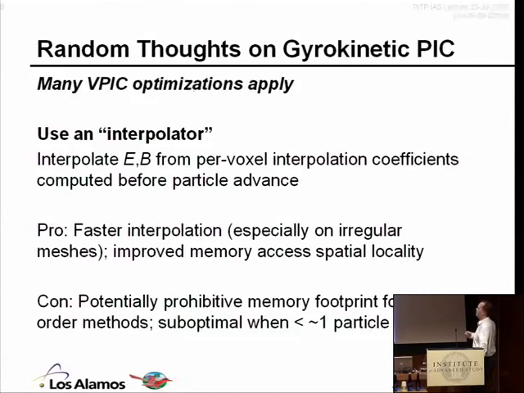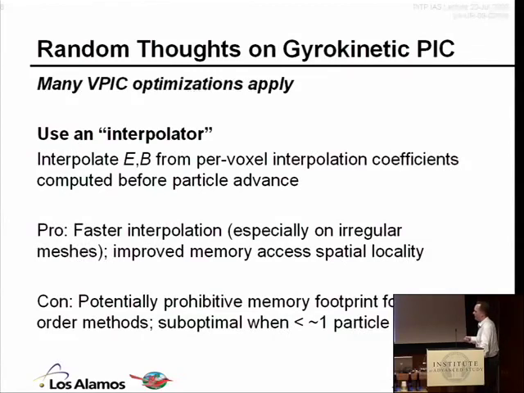It's also good to consider, this is a specific case of the more general rule. As I showed earlier, memory access is far more expensive than floating point operations, and as a result, it's often cheaper to replicate data and computations if you can get away with fewer transactions by doing it. One of VPIC's optimizations is to use an interpolator. Here, we pre-compute a bunch of per-voxel interpolation coefficients before the particle advance. The advantage of this is that it's a faster interpolation, especially if you're doing an irregular meshed code. It also gives you improved memory access spatial locality.